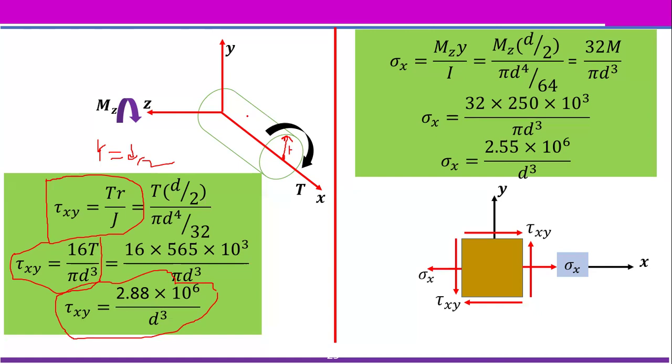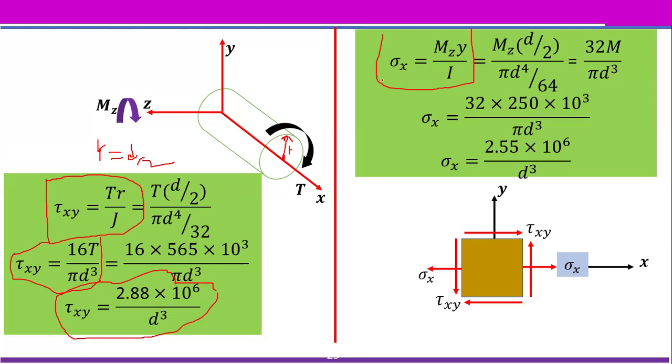Now we need to find the normal stress induced on the bar due to the bending moment. To find that, we need to use this famous flexure equation. We call this the flexure equation. Normal stress is equivalent to M multiplied by y divided by I. So this is normal stress, or you can call it bending stress. Always, bending stress causes a normal stress.